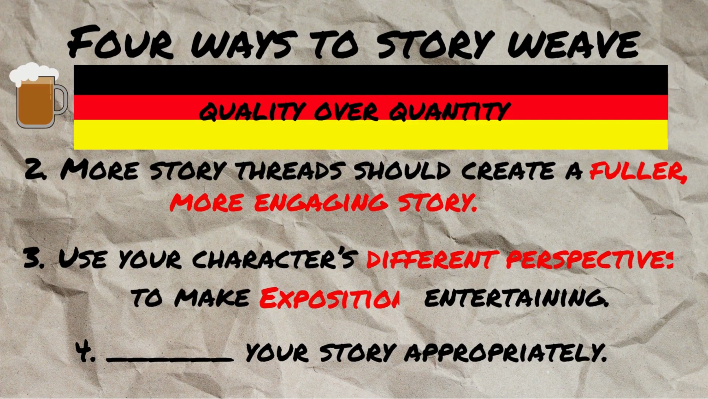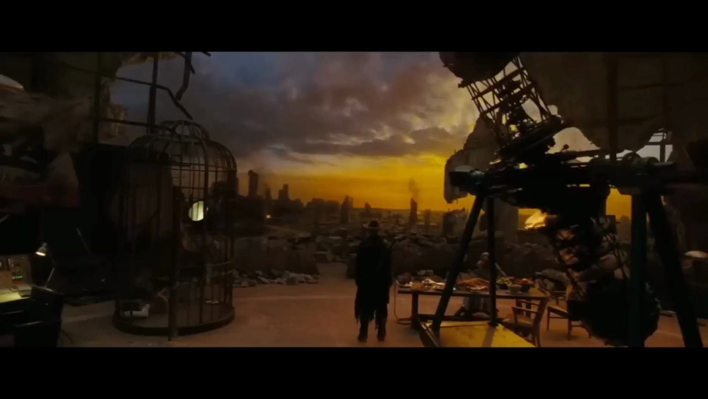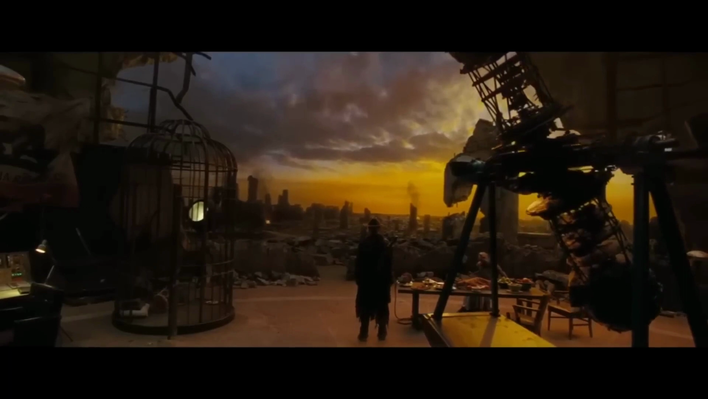And that brings us to stripper pole number 3. Use your characters' differing vantage points to make exposition entertaining. And I know some of you that just called me the dumbest person alive are thinking, half of those aren't even words, but that's beside the point. Having multiple story threads allows you to explain your story in an exciting way.